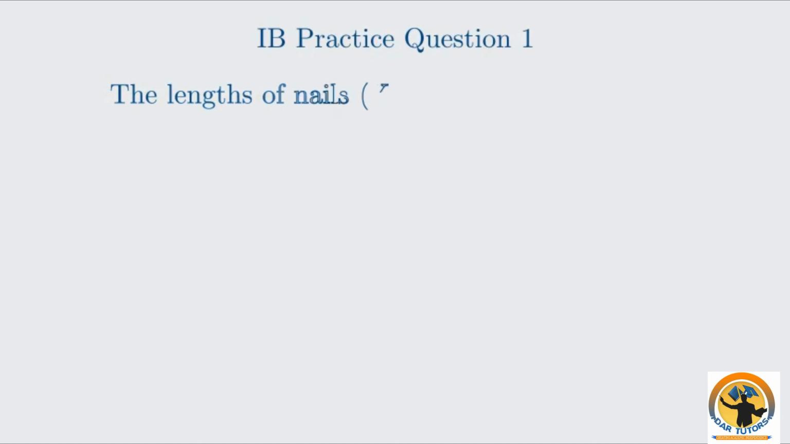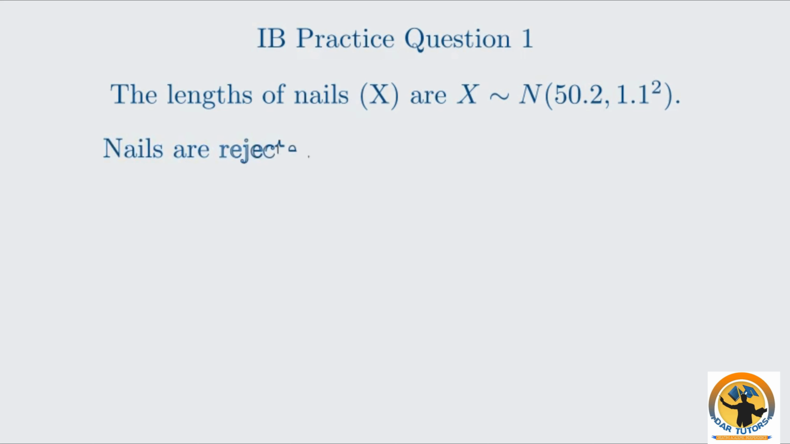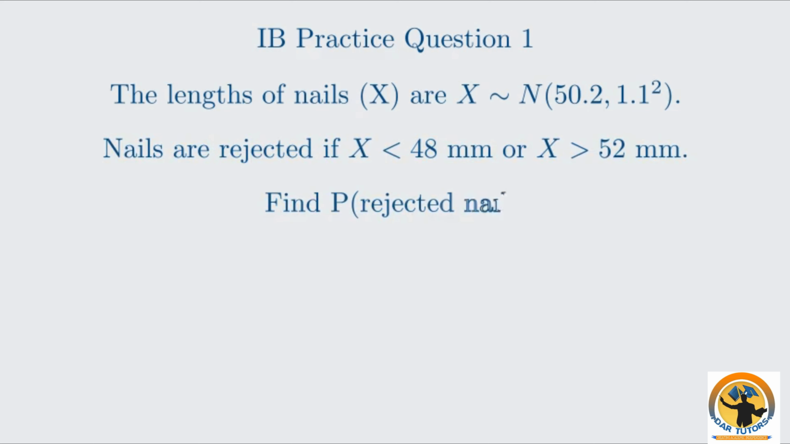Now let's solidify your understanding with some IB-style practice questions. Question 1. The lengths of nails produced by a machine are normally distributed with a mean of 50.2 millimeters and a standard deviation of 1.1 millimeters. Nails are rejected if their length is less than 48 millimeters or greater than 52 millimeters. Find the probability of selecting a rejected nail at random.